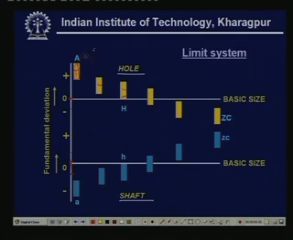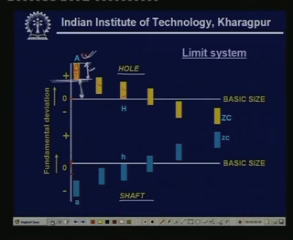Say we consider this A zone. What is this idea? The A means that the deviation from the basic size is this much, whereas the manufacturing tolerance is denoted by this much. This is the manufacturing tolerance, and this is what we are considering as the fundamental deviation.